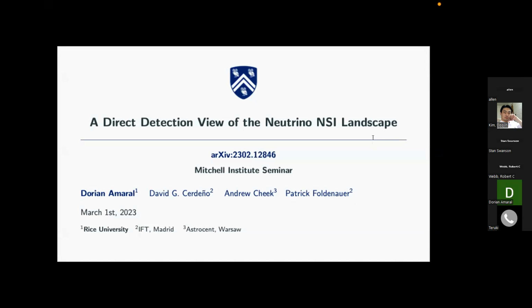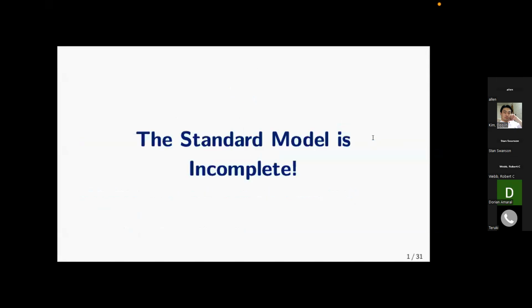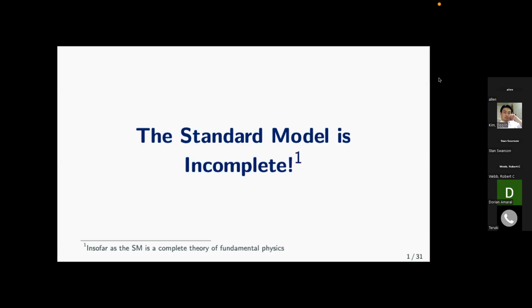So I want to start with a hopefully not too shocking fact that the standard model as we know it is incomplete. Now, I've gotten a little bit of flak for this statement because one might get a little bit pedantic with exactly what you mean by standard model. So I have now added the qualifier, the standard model insofar as it's a complete theory of fundamental physics, right? So we know that the standard model doesn't entirely encapsulate the phenomena that we see in our universe. Gravity, for example, isn't embedded in the standard model.